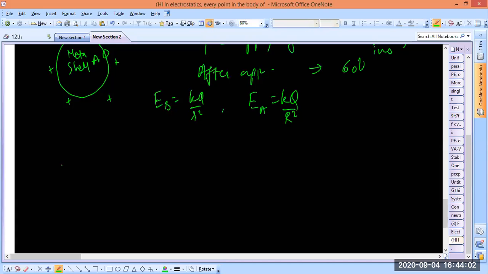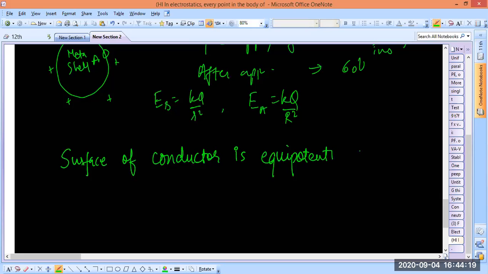So here is that sentence that Joy was talking about. Surface of conductor is equipotential. Understood? Yes or no?